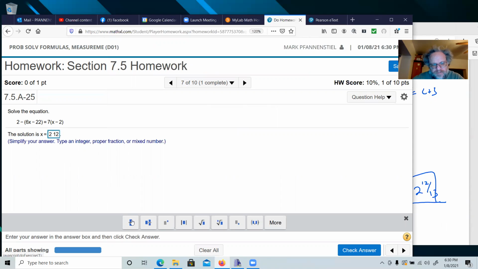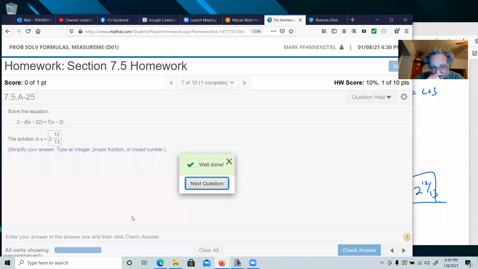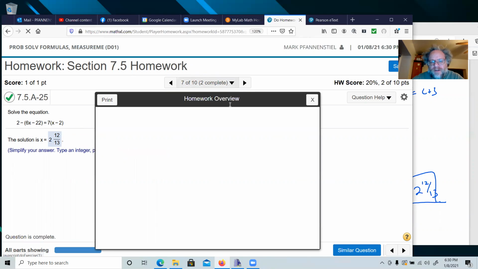What we're going to do is use this button right here. Oh, we're not going to use that button. Not the way I thought. 2 and 12/13. Right. I kind of want to know, hold on for a second, I want to know how picky they are about their instructions. No, they're not going to let me go back. All right. I'll find out another day.